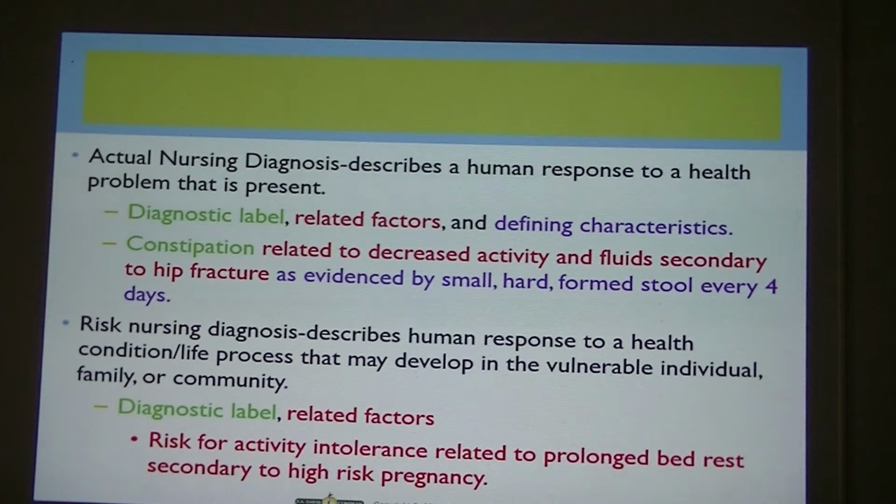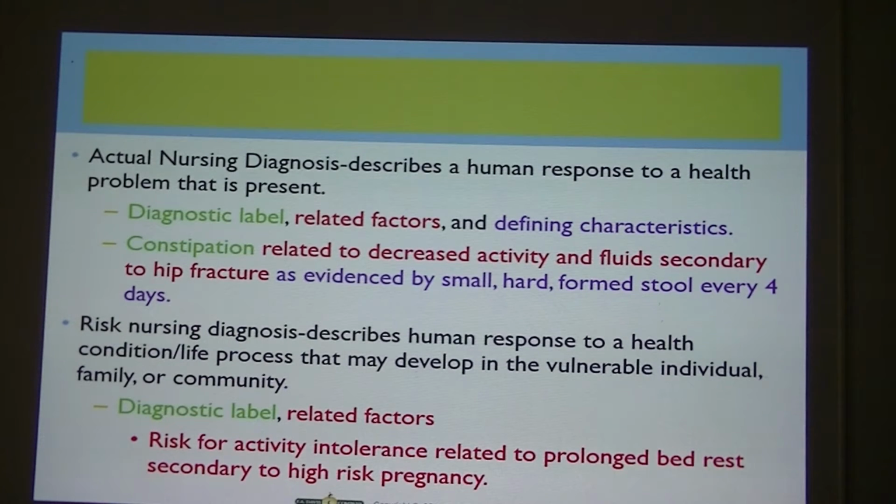So an actual nursing diagnosis describes a human response to a health problem that is present. So it's actively occurring. And in the nursing diagnosis, there are 3 different components to it. You have your diagnostic label, your related factors, and your defining characteristics. So remember, we just talked about this. Your diagnostic label is your nursing diagnosis. Your related to factor is your etiologies that's occurred, and then your defining characteristics is going to be your evidence.